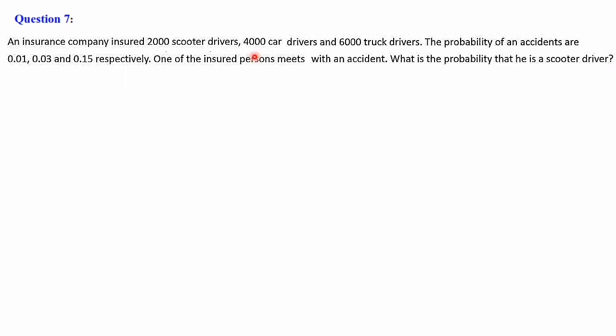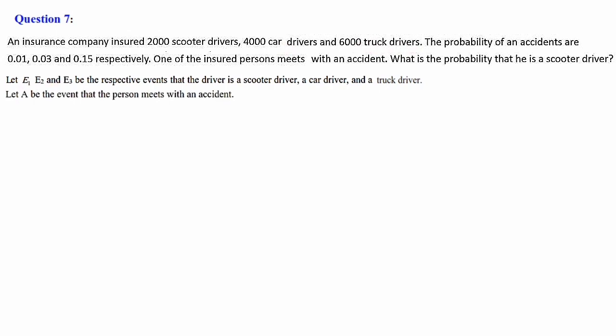So everything is quite clear, a very simple question. The given conditions are quite clear, no chance for confusion. So let's define the events E1, E2 and E3. Let E1, E2 and E3 be the respective events that the driver is a scooter driver, car driver and truck driver. So we have defined E1, E2 and E3.